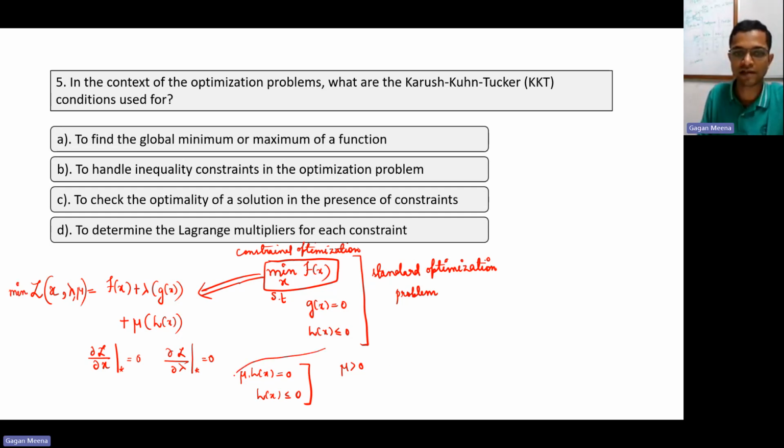Okay, these are the additional constraints.